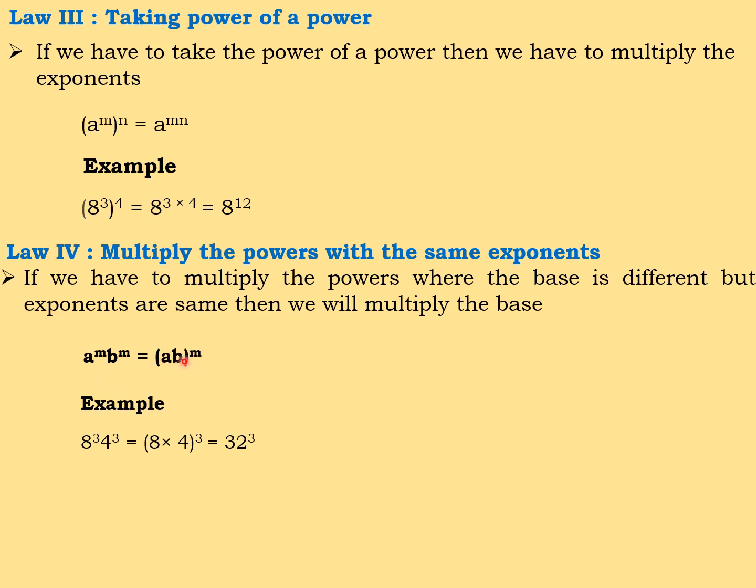So a into b whole to the power m. For example, 8 to the power 3 into 4 to the power 3 is what? Here bases are different, 8 and 4, but the powers are same, 3. So it will be 8 into 4 whole to the power 3, that is 32 to the power 3.